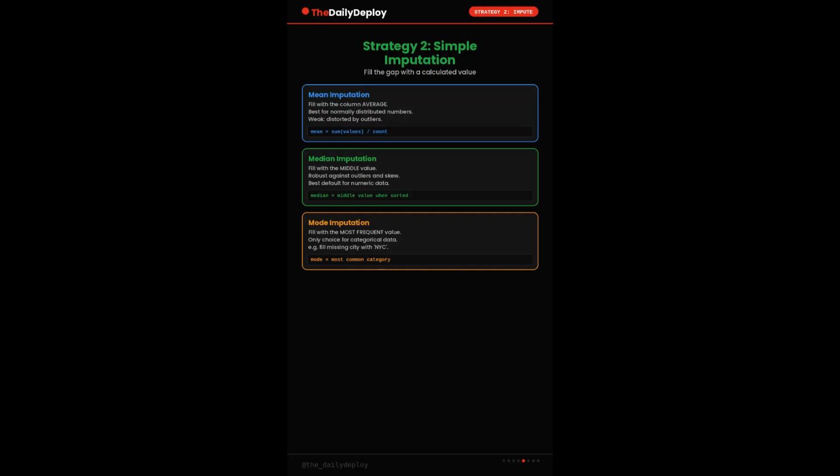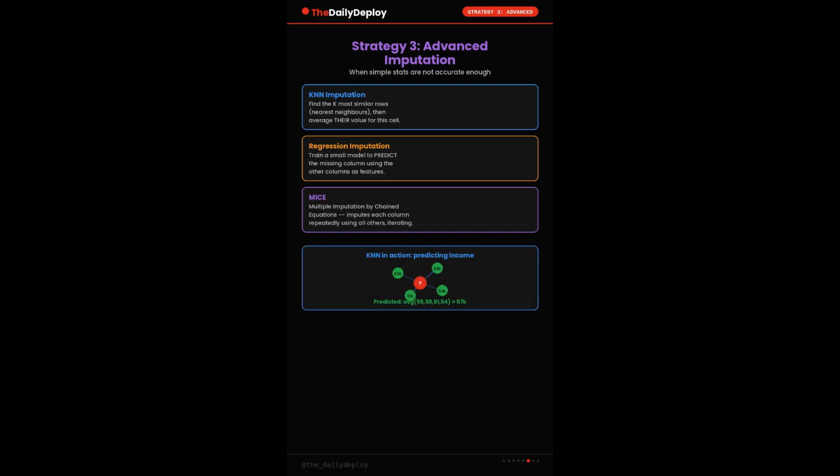For better accuracy, advanced methods can estimate missing values. K-nearest neighbors predicts values using similar observations. Regression uses relationships between variables, and MICE repeatedly models missing values to improve the estimates.